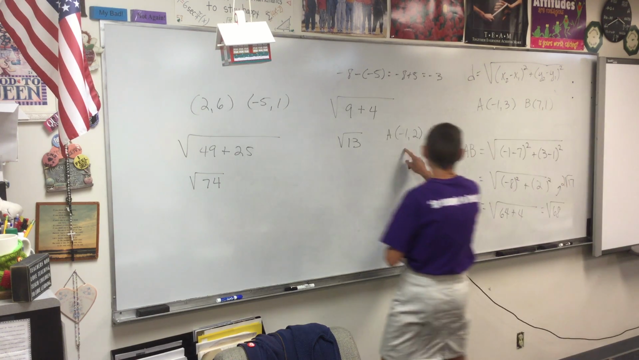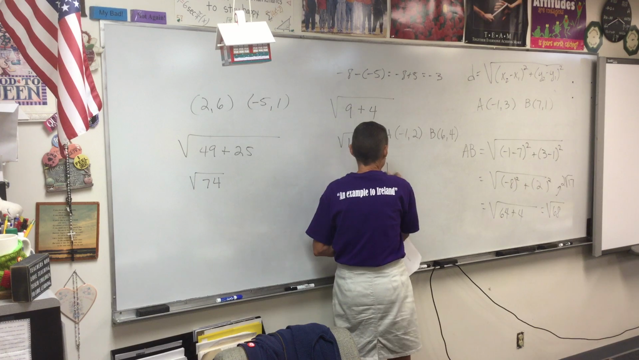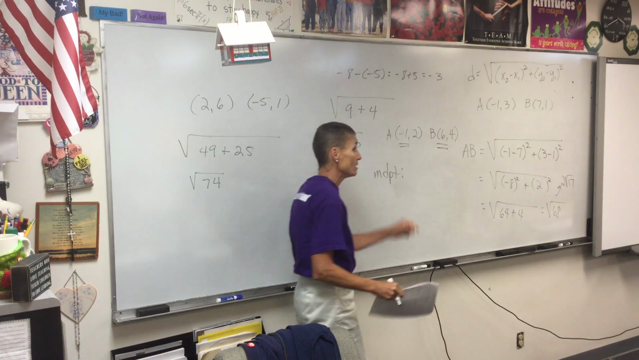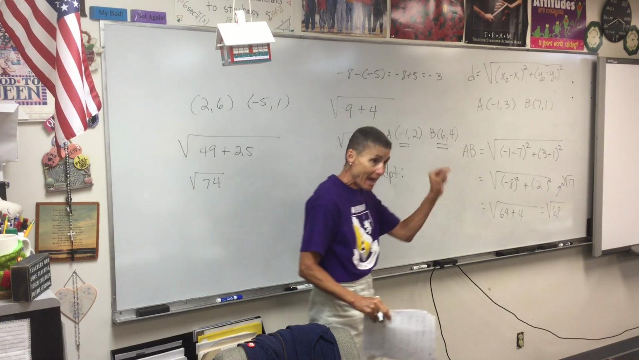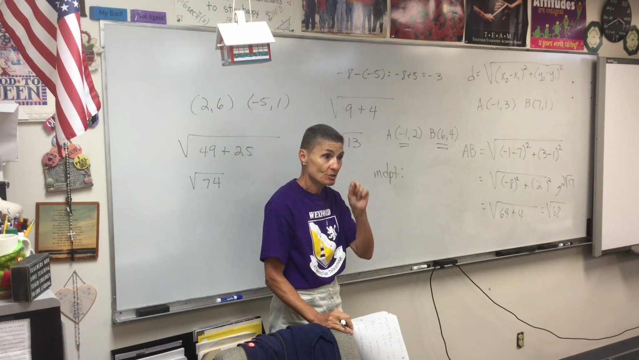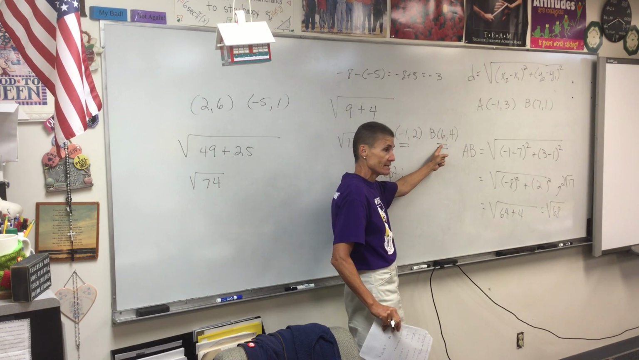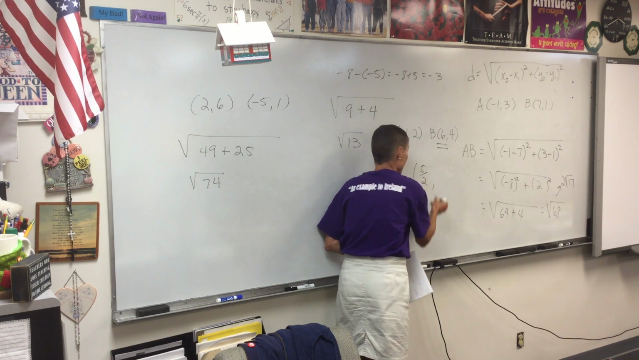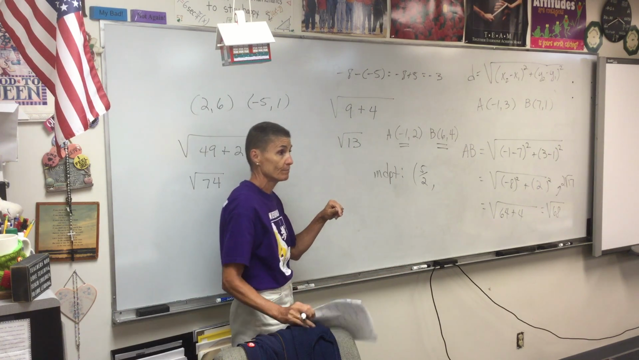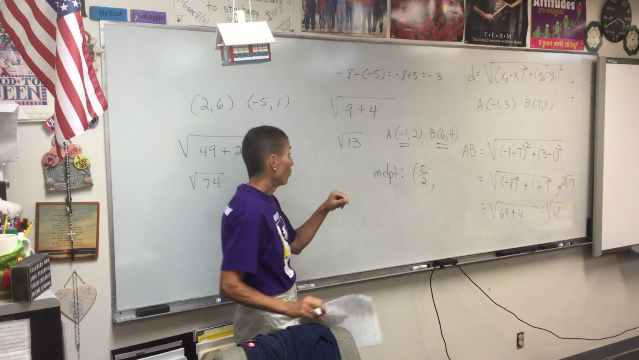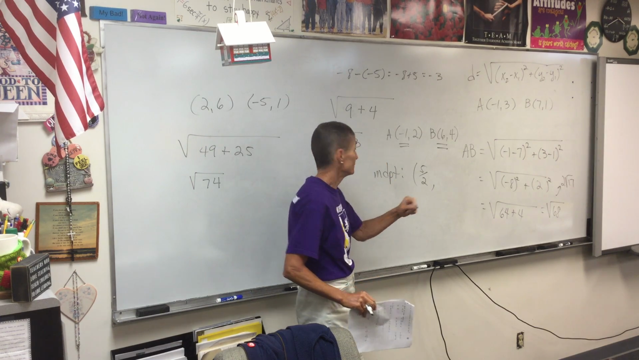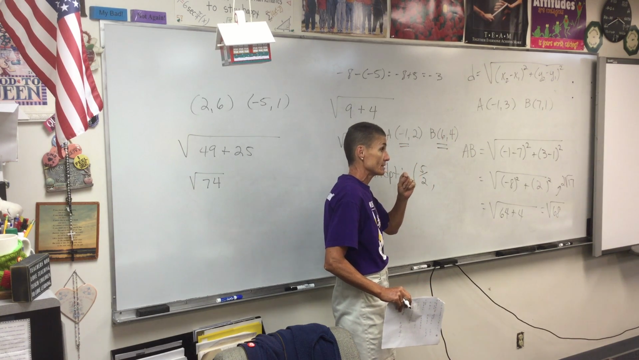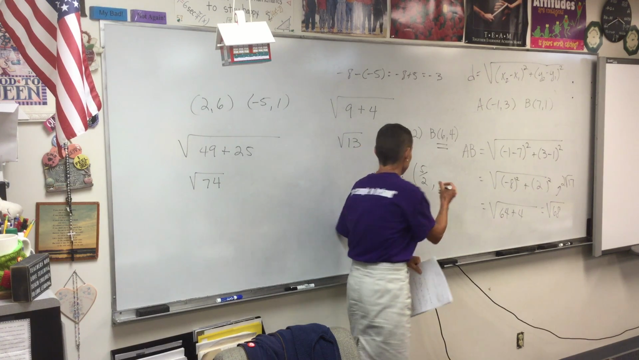So when I look at these 2 points, what is the average of -1 and 6? Well, do exactly what you just told me. Add them together and divide by 2. So -1 plus 6 is 5. Divided by 2 is 5/2. Now, if you'd rather put a decimal, that's fine. What is the middle y? Average the y's. 2 and 4 makes 6, and 6 divided by 2 is 3.